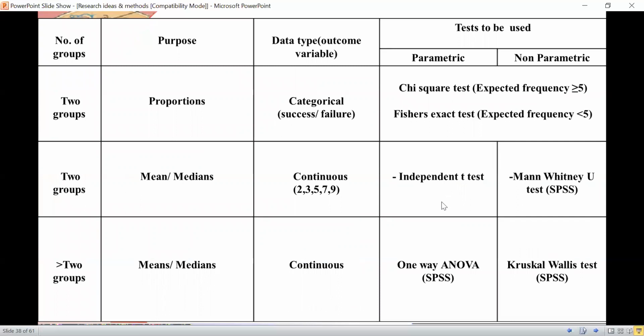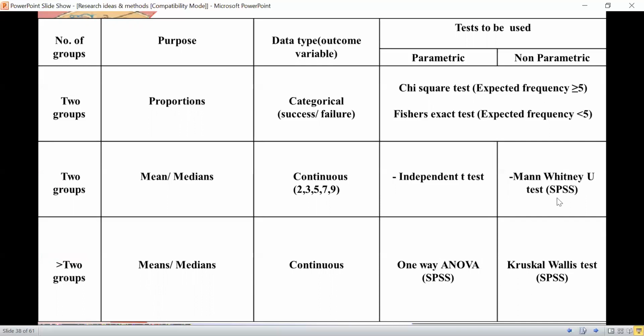If you have a proportion like a percentage, categorical data, success or failure, use the chi-square test or Fisher's test. If you have a mean or median, like continuous data, then you use the student's t-test. That is for parametric or normally distributed data. If you have non-parametric data, then you do a Mann-Whitney U-test for two groups. If there are more than two groups, then you go for one-way ANOVA or a Kruskal-Wallis test.